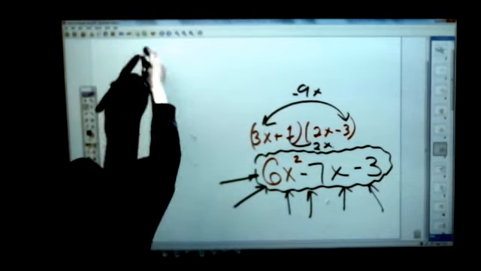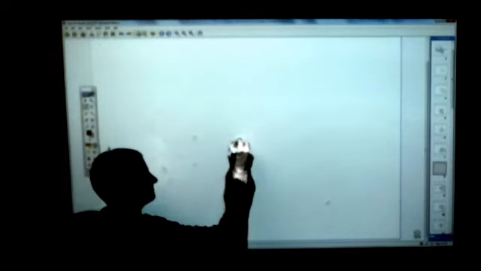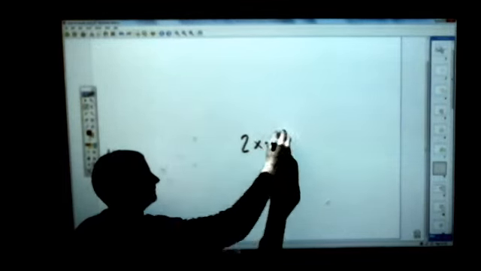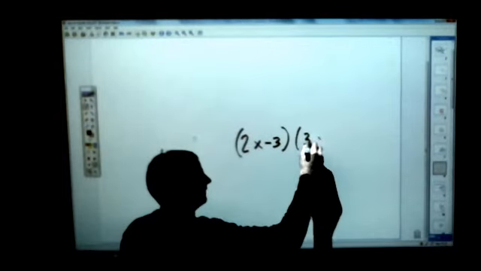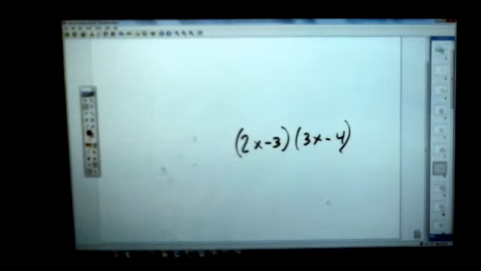All right, how about another one? I think we're ready to go. 2x minus 3 times 3x minus 4. Go! I'm going to just write that down there. Tell me what you get for that.